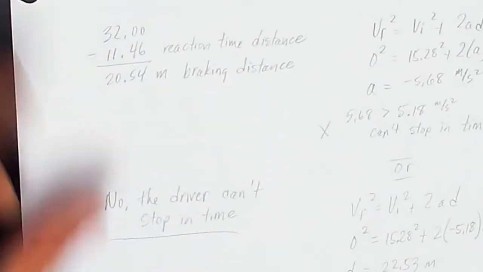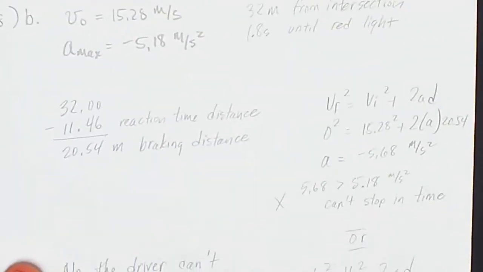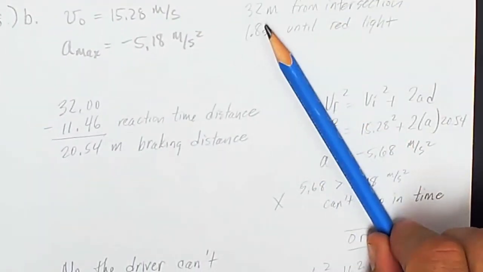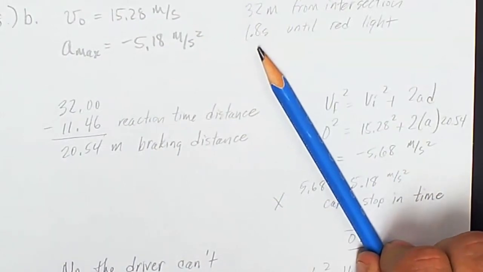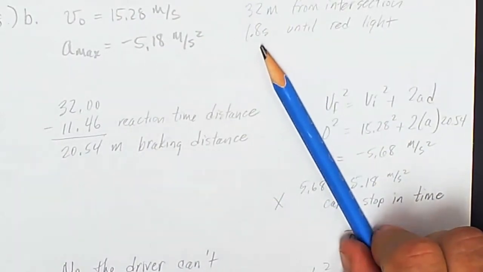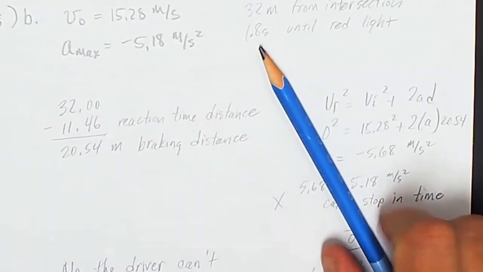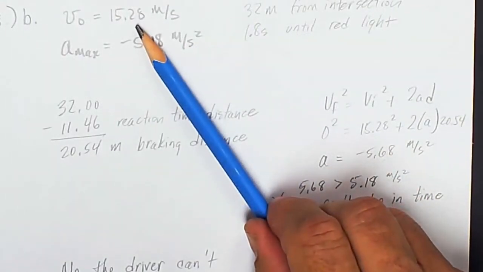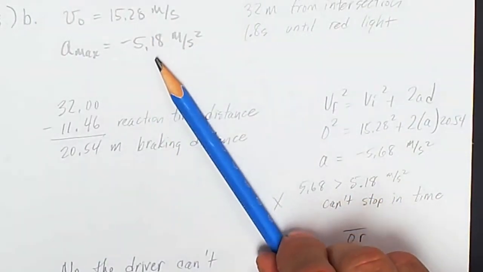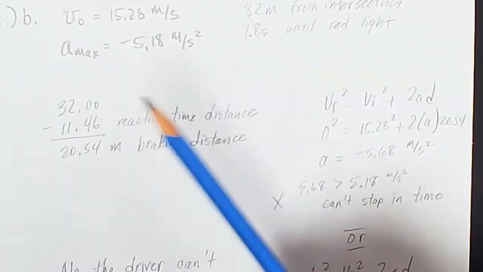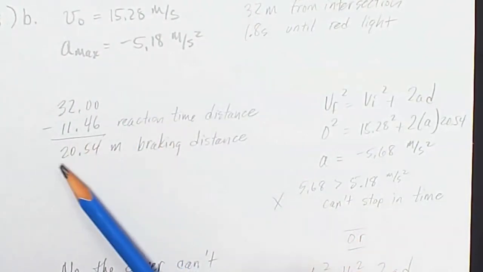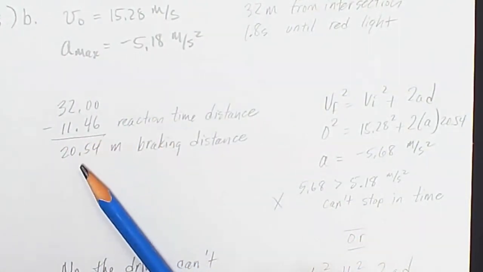Let's look at part B now. It says that now we have a shorter distance to the intersection when the light turns yellow, and the duration of the yellow light is less time. It's 1.8 seconds. I'm still going the same initial speed. My car is still capable of only this much deceleration. But now I'm going to be trying to stop my car in 20.5 meters.